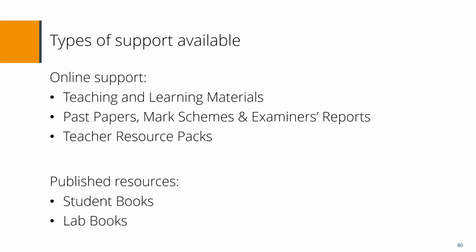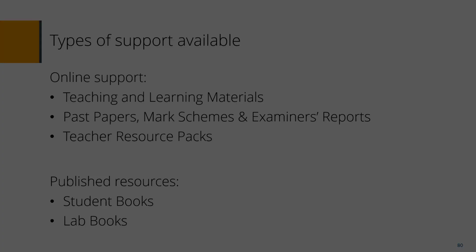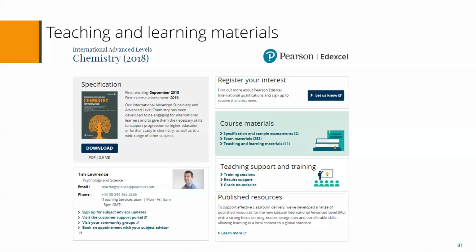Right, now let me just show you the landing page for the teaching and learning materials. What you need to do is type into your search engine Pearson qualifications, okay? So type in Pearson qualifications and then go to International Advanced Levels and then click on Chemistry. And that will take you to the main website. And one of the little icons on the right-hand side will be Teaching and Learning Materials. And when you click on that, this is the landing page that you will get.